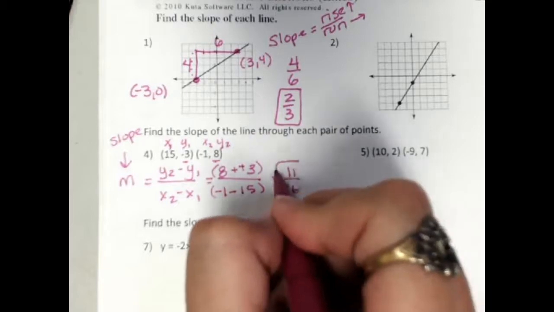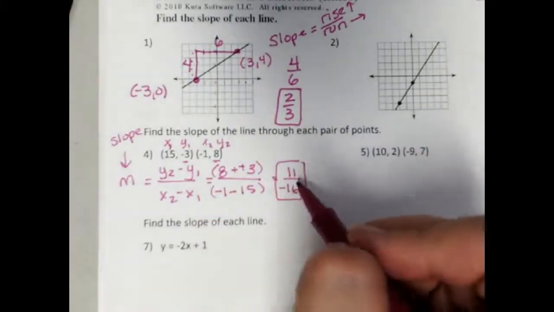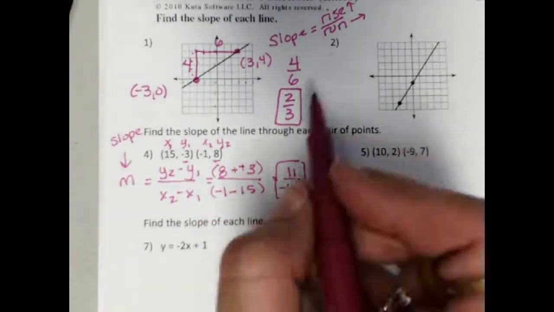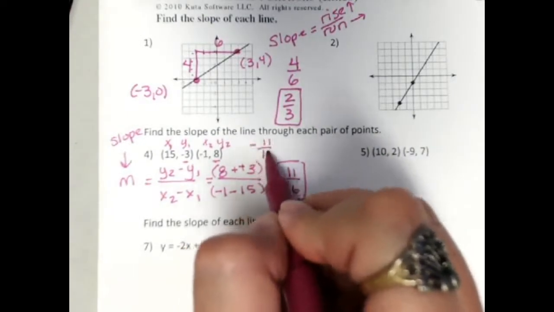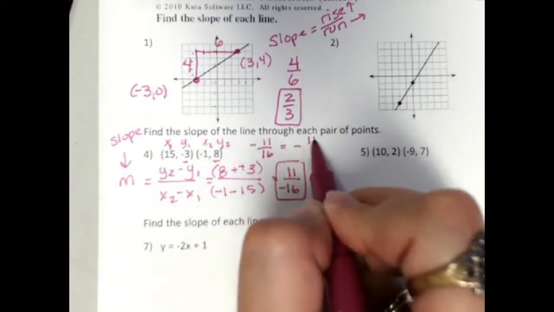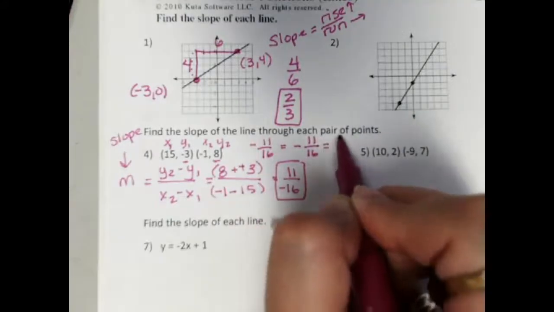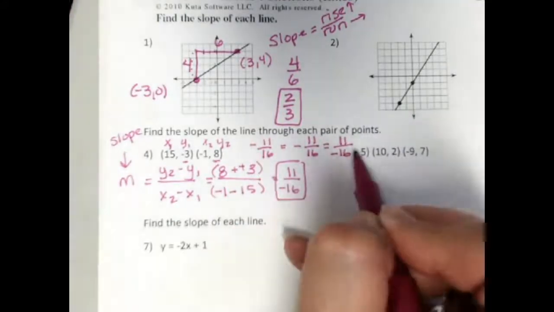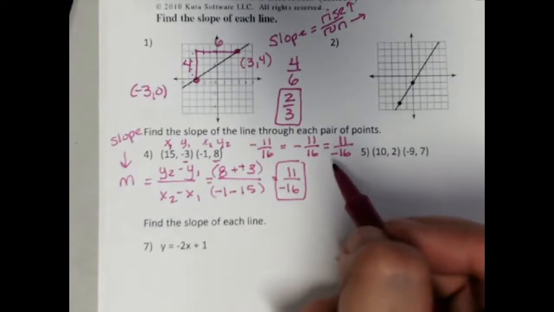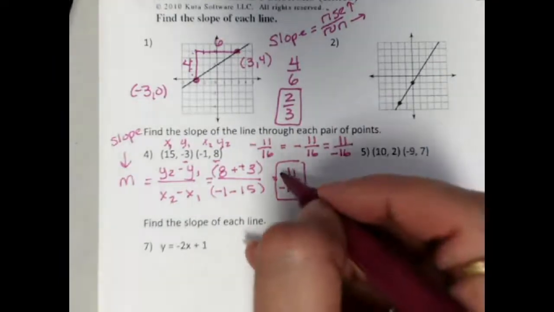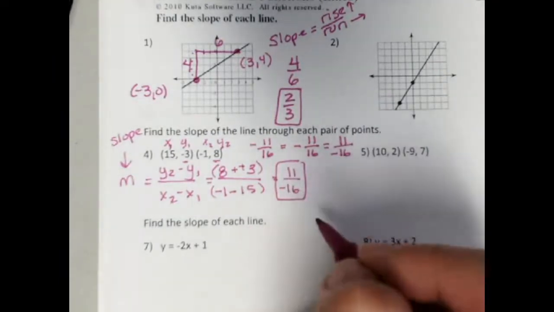So here's my slope. I'll also point out that it doesn't matter where the negative is. This is the same as this, is the same as this. These all mean negative 11 over 16. If I have a negative on the top and the bottom, that's going to make a positive.